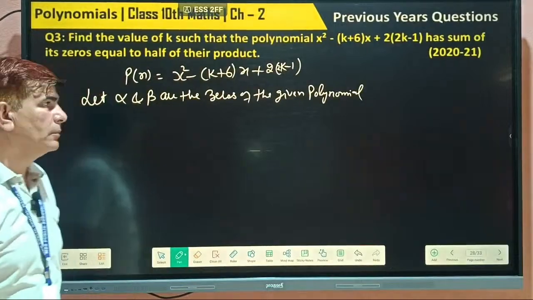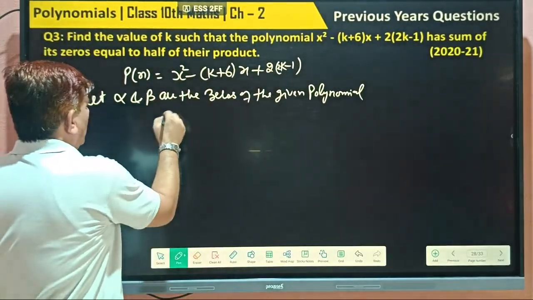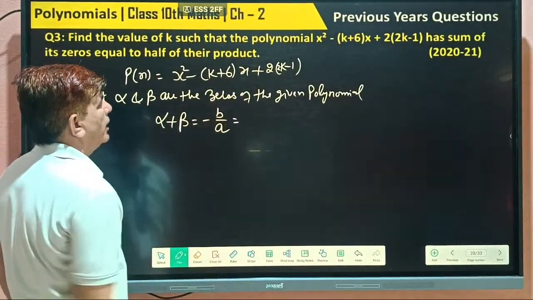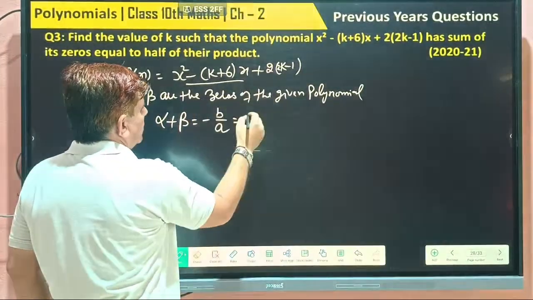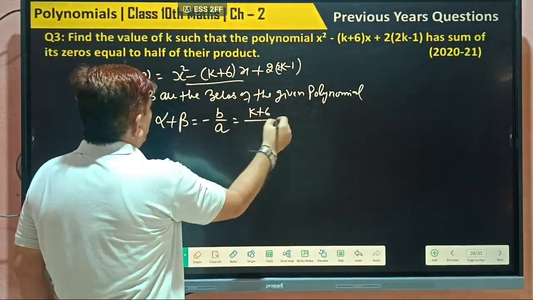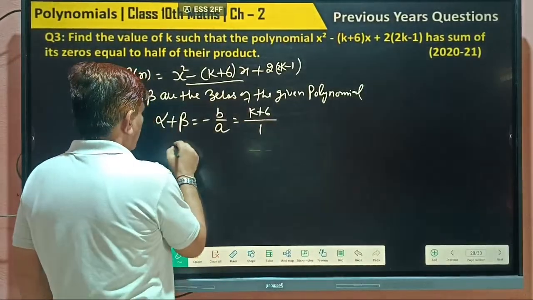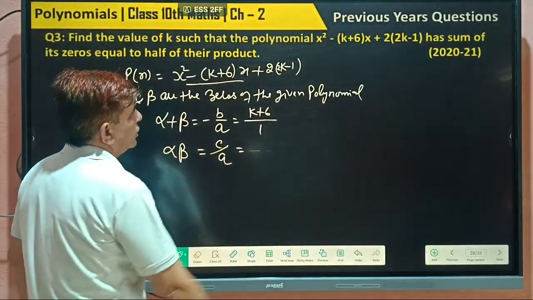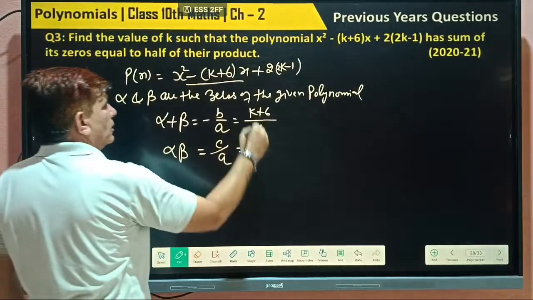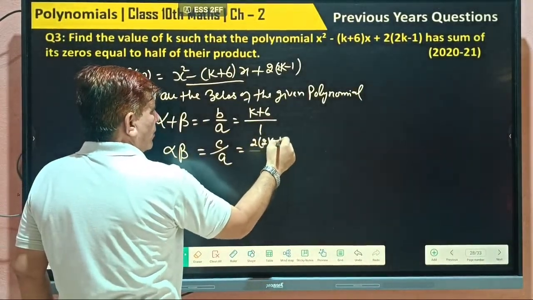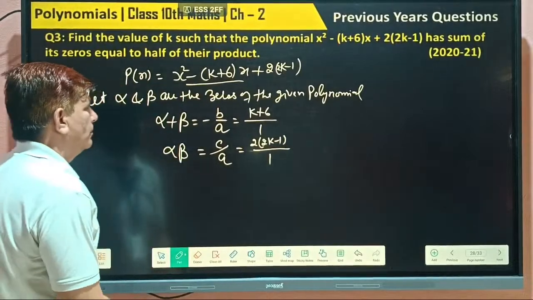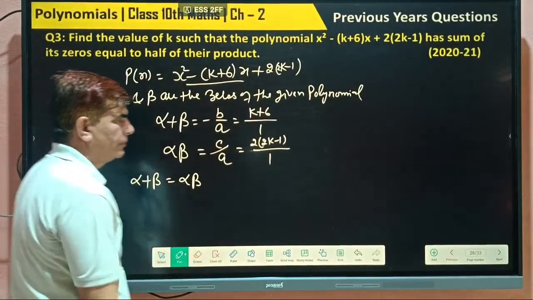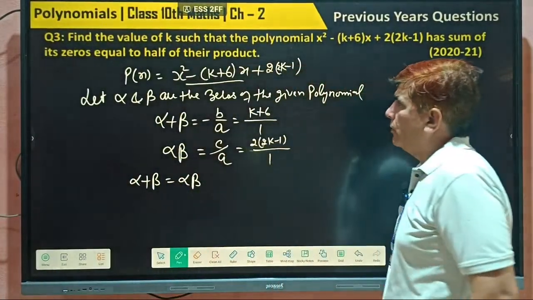According to this, alpha plus beta is equal to minus b by a. What's your b here? This one, minus minus plus k plus 6 by a, equal to 1. What's the product of the zeros? It is equal to c by a. What's your c? C is this, 2 into 2k minus 1 by 1. And what's given? Alpha plus beta equal to alpha beta.